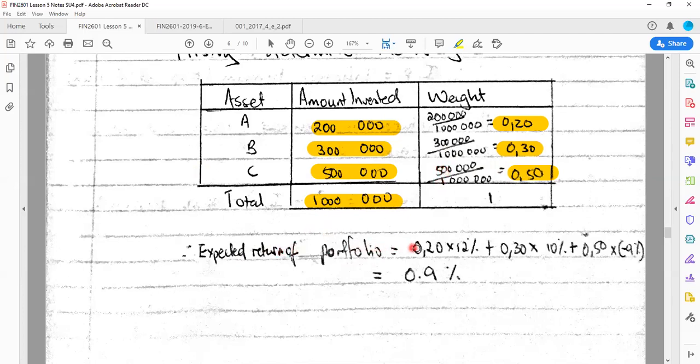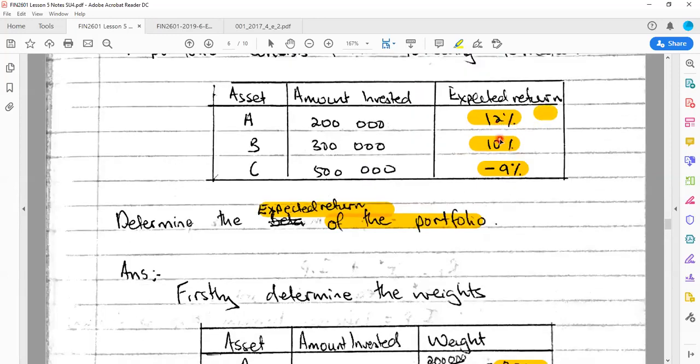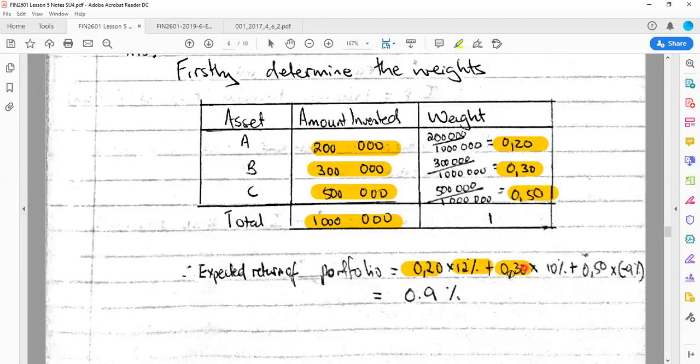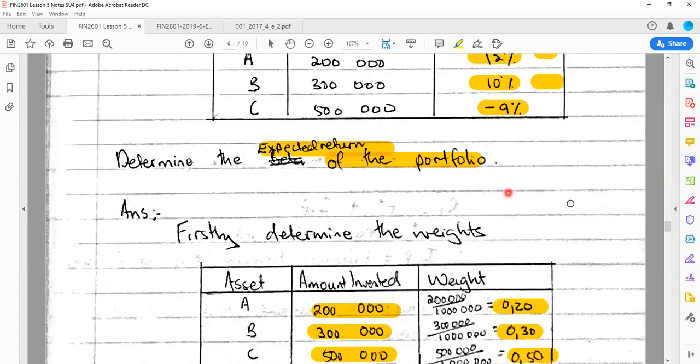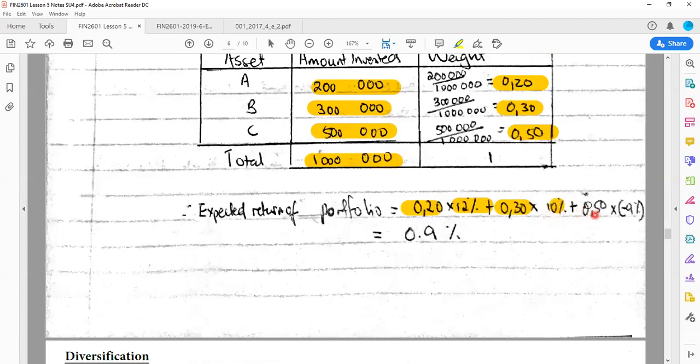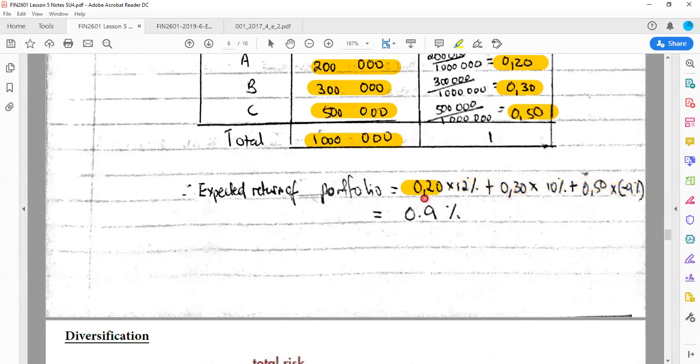So the expected return of the portfolio would be the weight invested in asset A multiplied by the return in asset A, plus the weight invested in asset B multiplied by the return in asset B, plus the weight invested in asset C multiplied by the return in asset C. Again, just as we were dealing with probabilities when we were calculating the expected return, the variance, and the standard deviation, leave your weights as decimals, but you can put your returns as percentages.